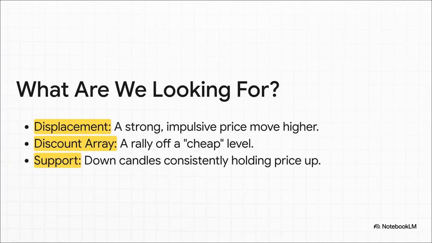So on every single one of these timeframes, monthly, weekly, daily, we're basically on a treasure hunt for the same 3 clues. First, we need to see displacement. That's a fancy word for a really strong, explosive move up that smashes through old highs. It screams institutional buying. Second, we need to see that this big move started from a clear discount array. It came from a cheap price. And third, as the price is climbing, we want to see that the down candles are acting like stepping stones, providing support and showing us that buyers are eager to jump in on any little dip.